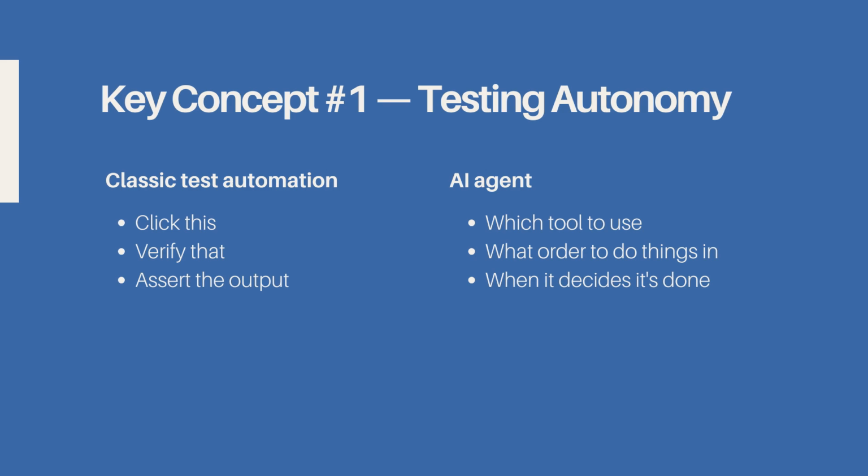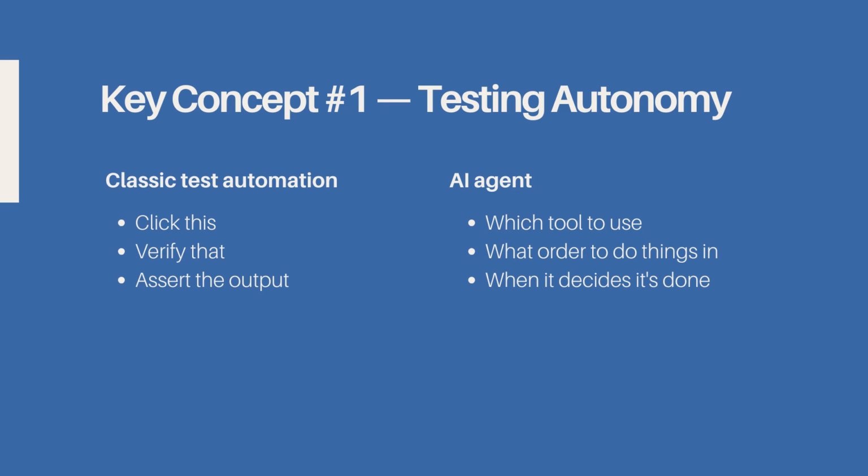Let's start with autonomy. In classic test automation, you're the one choosing the path. Click this, verify that, assert the output. With an agent, the system is choosing the path. Which tool to use, what order to do things in, when it decides it's done. So how do you test something that's making its own decisions? You stop trying to lock down the exact steps it takes and you start testing boundaries, invariants, and allowed actions.